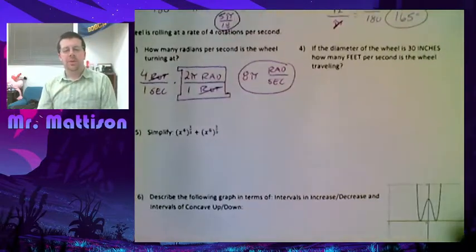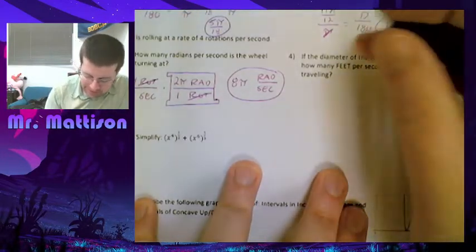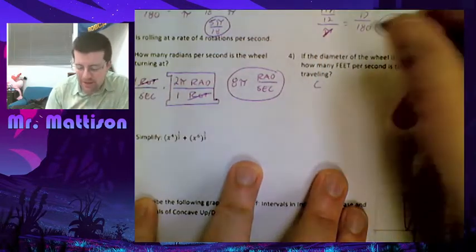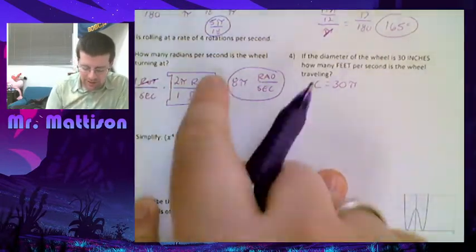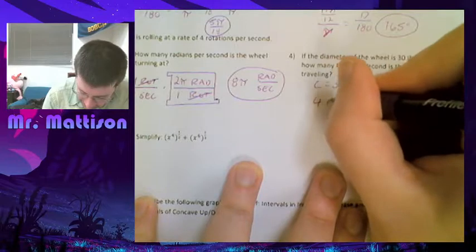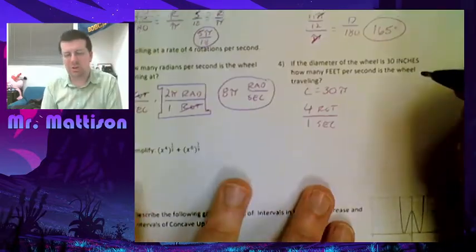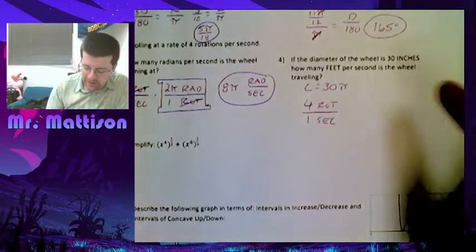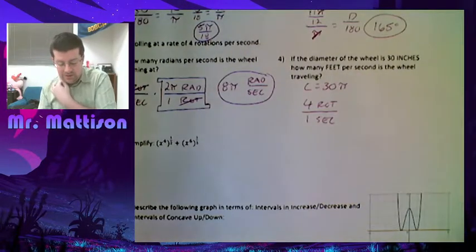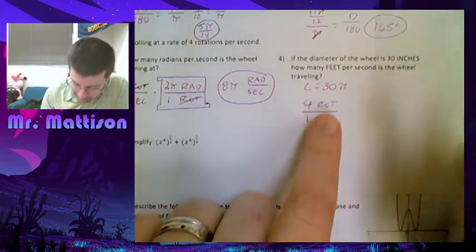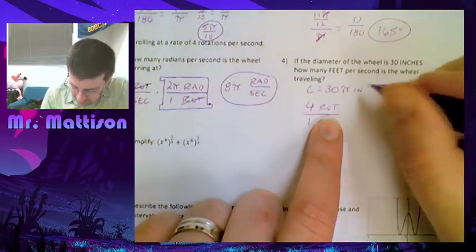Right. Over here on number 4, we know that the diameter is 30 inches. So that means that my circumference, which is the diameter times pi, is just going to be 30 pi. So I still start off with knowing that I have 4 rotations per 1 second. And I'm ultimately trying to get into the unit of feet per second. Well, I don't have anything that is rotations to feet, but I do have rotations to inches, because this is 30 pi inches. So I can say, well, 1 rotation is 30 pi inches.